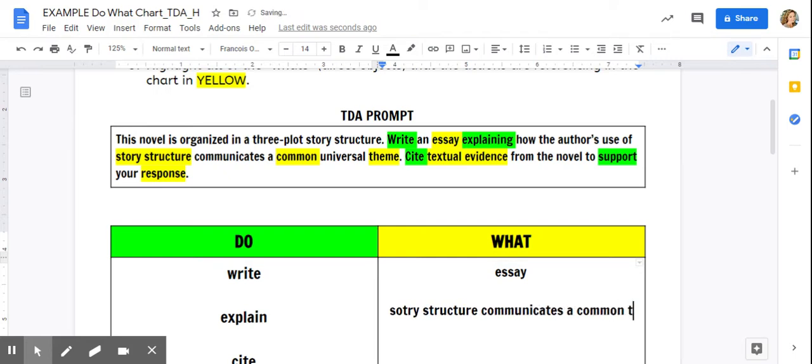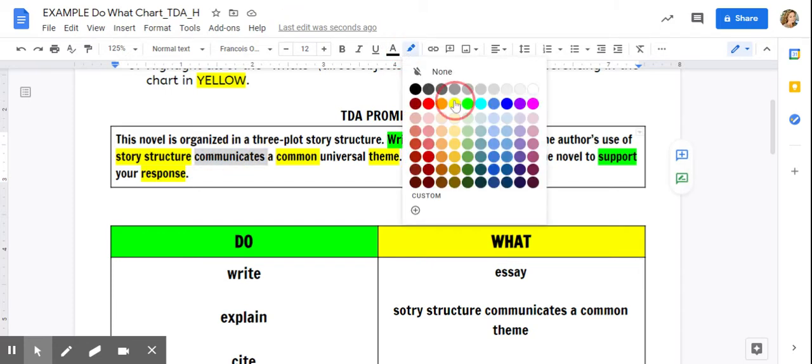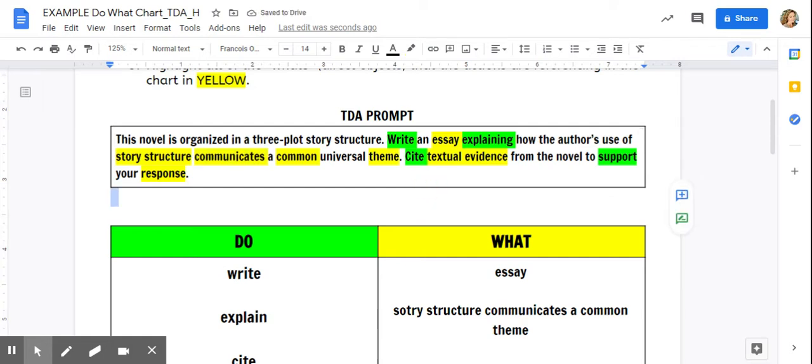a common theme. I'll go back up here and highlight communicates. I left that off. And let me correct that spelling for you. So explain how the story structure communicates a common theme. So basically what you're going to have to do is decide the structure is 3 stories, how all 3 of those stories teach the same theme. And you're going to have to find evidence from all 3 stories. So you want to make sure this big lesson that you're going to write about, you can find evidence in each of the 3 stories.